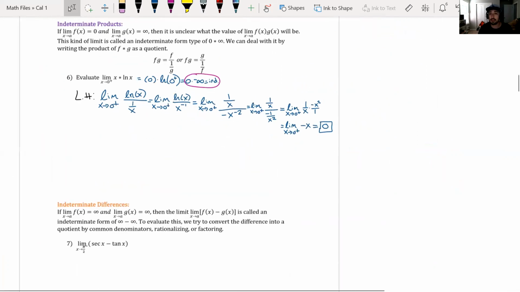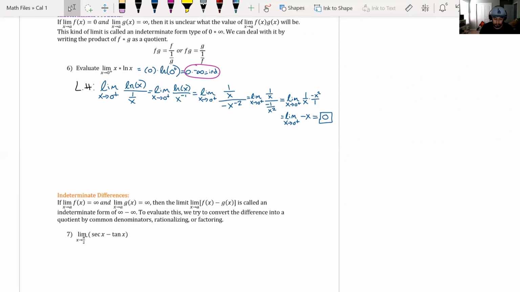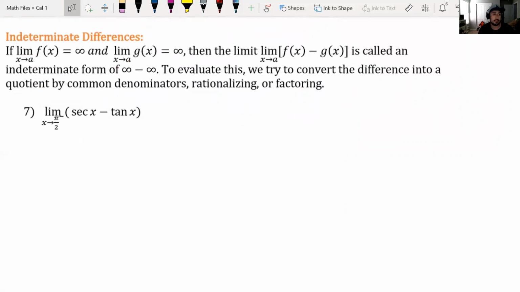Okay, so that's an indeterminate product. If you get an indeterminate product, you can rewrite the original limit as a quotient. And now we come across an indeterminate difference. If the limit of f is infinity and the limit of g is infinity, and the limit of f of x minus g of x is an indeterminate form of infinity minus infinity, then we'll do our best to convert into a whole fraction by common denominators, or maybe we have to rationalize, or maybe we have to factor. Whatever we can algebraically manipulate, that's how we're going to have to fix it. So infinity minus infinity is not 0. Remember that.